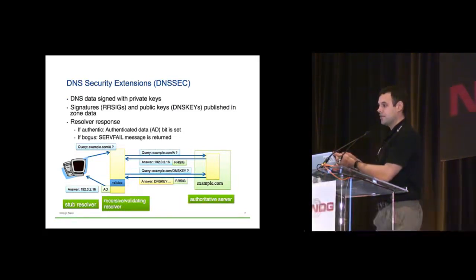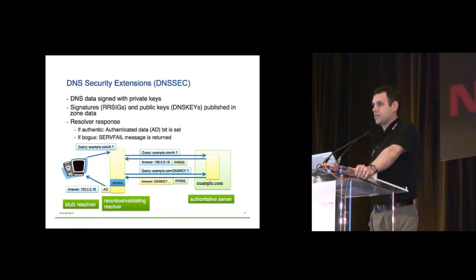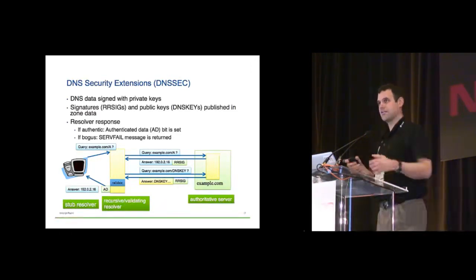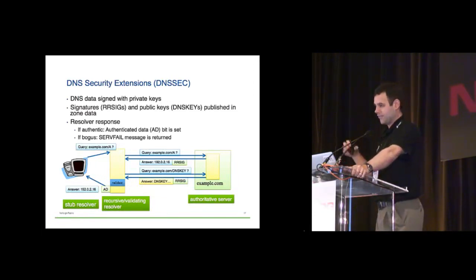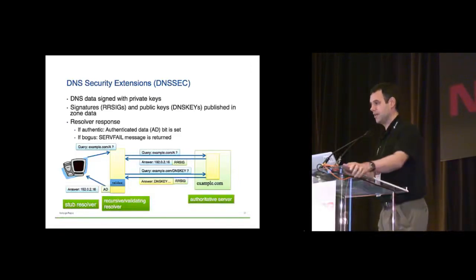So now, having the answer, the signature, and the public key, it can say, yes, this is valid, or no, this is not valid. In the case of valid, the recursive server also sets the AD flag in the response, saying that this is authenticated data. And in our model here, the one that's shown on the screen anyway, the stub resolver can look at that and simply say, okay, I trust that you have done the validation for me. In more complex models, you might have the stub resolver also doing that, but for our purposes today, that will suffice.